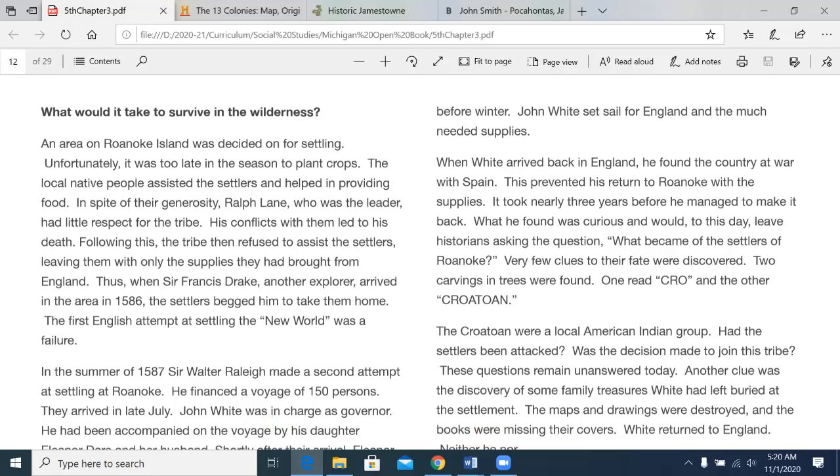The local native people assisted the settlers and helped in providing food. In spite of their generosity, Ralph Lane, who was the leader, had little respect for the tribe. His conflicts with them led to his death. Following this, the tribe then refused to assist the settlers, leaving them with only the supplies they had brought from England. Thus, when Sir Francis Drake, another explorer, arrived in the area in 1586, the settlers begged him to take them home. The first English attempt at settling the New World was a failure.